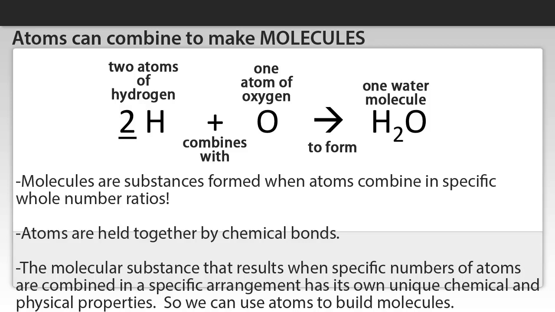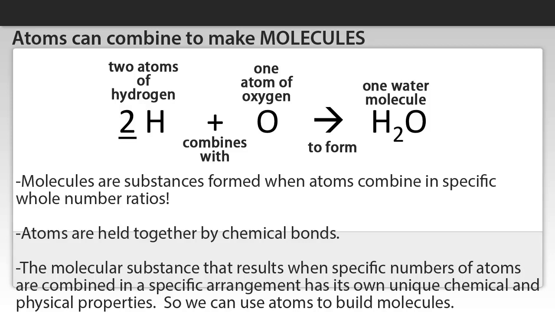A molecular substance, then, that results from a specific whole number combination of atoms is its own unique molecular substance. It has its own unique properties, both physical and chemical, and while it can undergo chemical reactions to rearrange the bonds, break some of them, maybe make new bonds, that molecule itself is a pure substance that's unique.